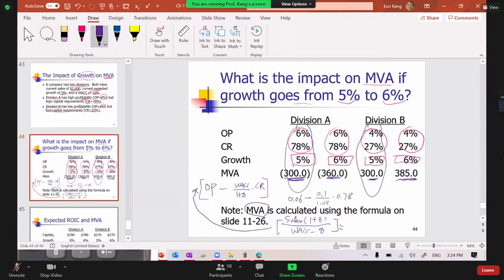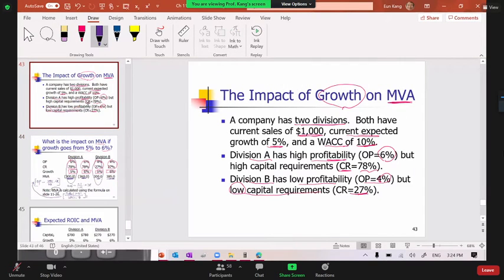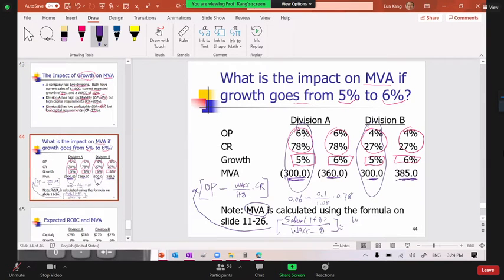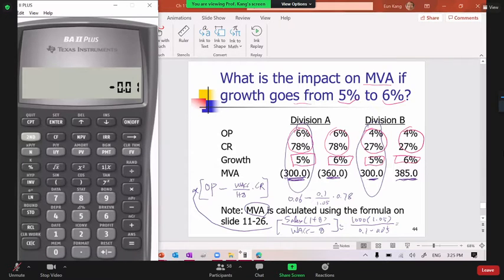So we need more information. Sales 1,000, right? So 1,000 times 1.05 over WACC, which is 0.1, minus 0.05. And that is 1,000 times 1.05, 1050, divided by 0.05, which is 21,000.